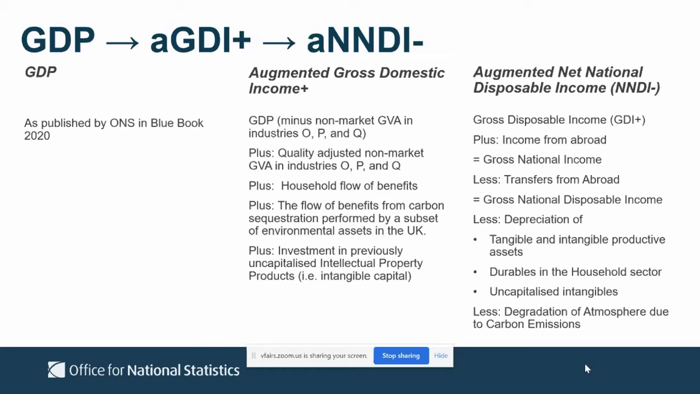In the middle, you have the household flows of benefits from unpaid work, and we're going to plug in the flow of benefits from carbon sequestration, acting as a subset of the environmental assets in the UK. One of the reasons that we haven't included all of the environmental assets or all the flows of benefits arising from the natural capitals is in part because we don't necessarily have the time series across the whole period that we've been able to look at for the rest of the material, and therefore we've been a bit cautious there.